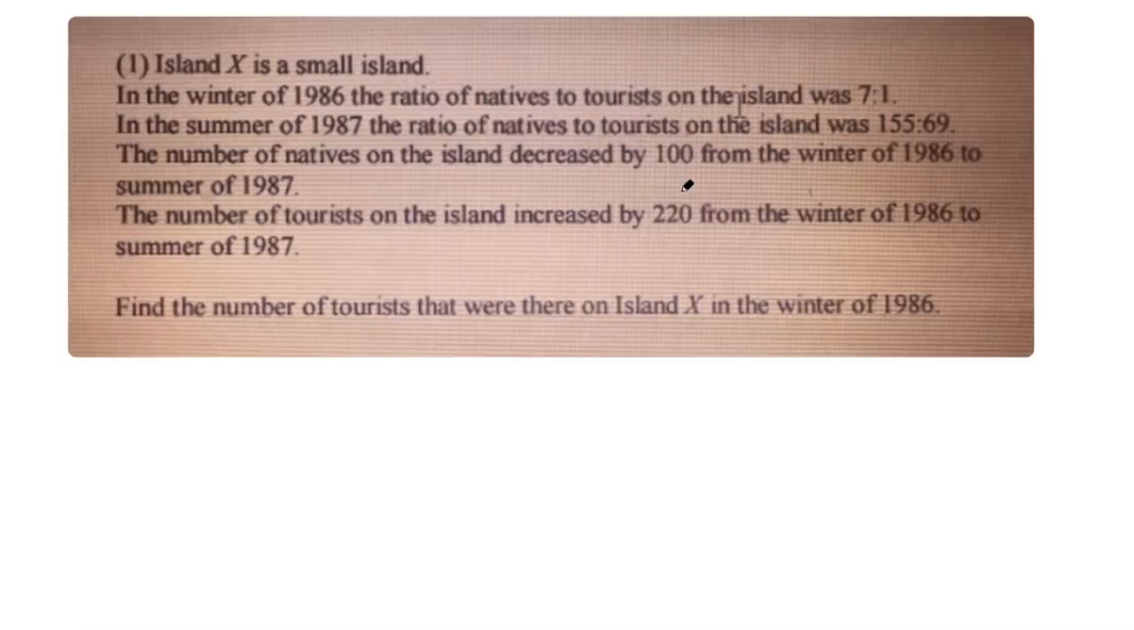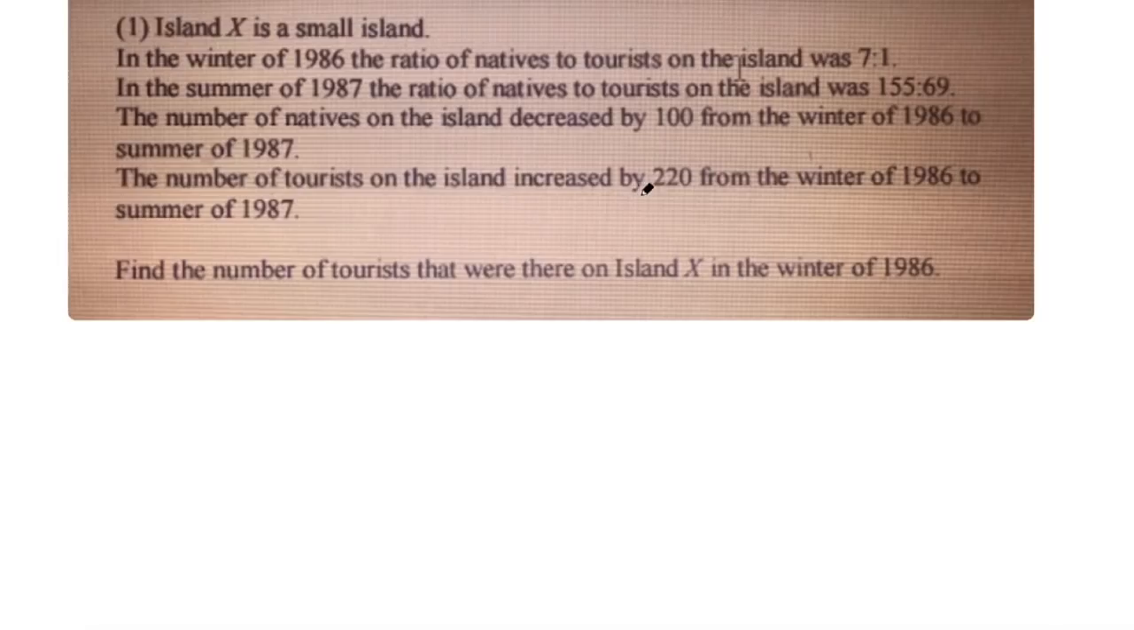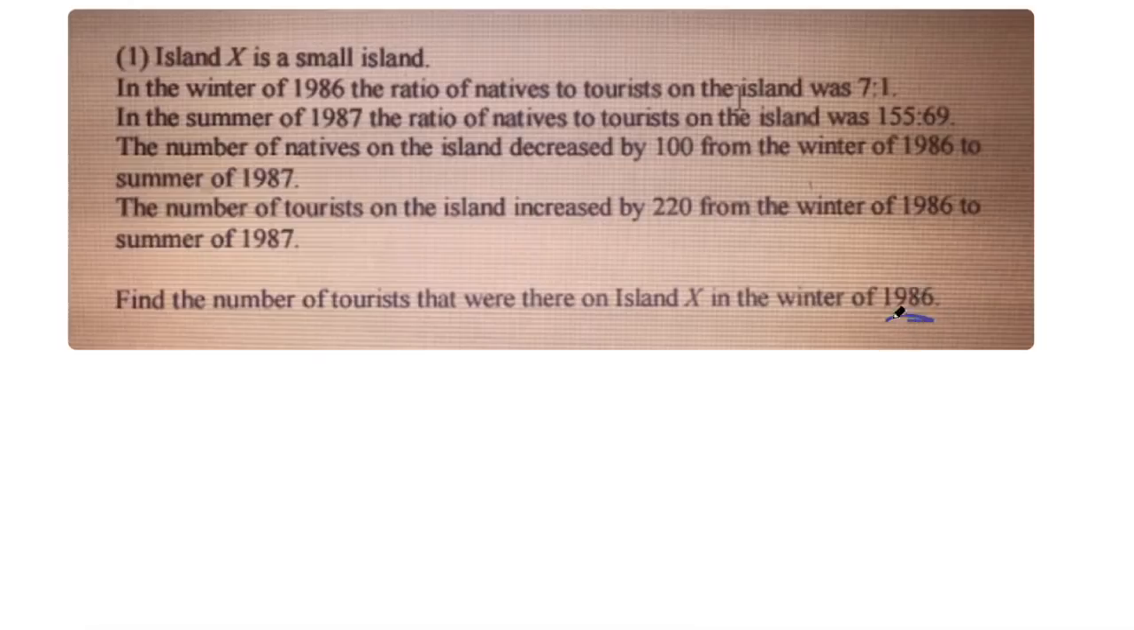So the question says, Island X is a small island. In the winter of 1986, the ratio of natives to tourists on the island was 7 to 1. In the summer of 1987, the ratio of natives to tourists on the island was 155 to 69. The number of natives on the island decreased by 100 from the winter to the summer. The number of tourists on the island increased by 220 from the winter to the summer. So find the number of tourists that were on the island X in the winter of 1986, so originally.